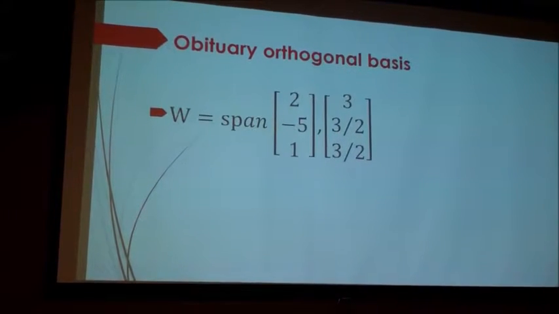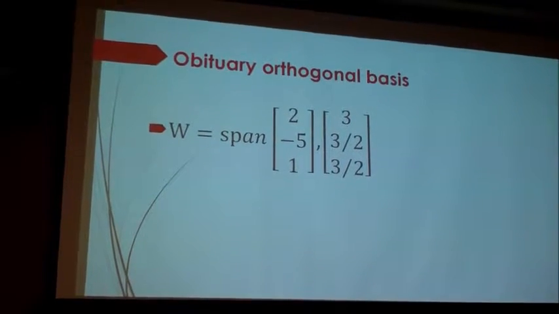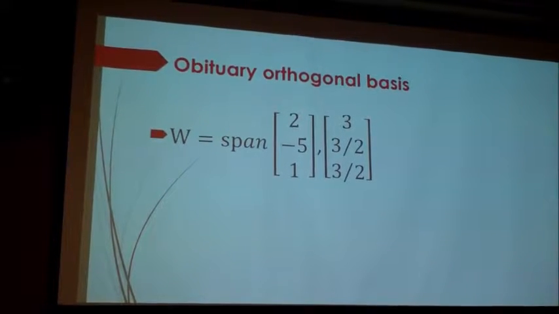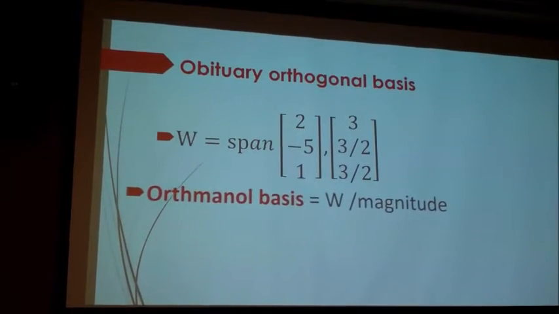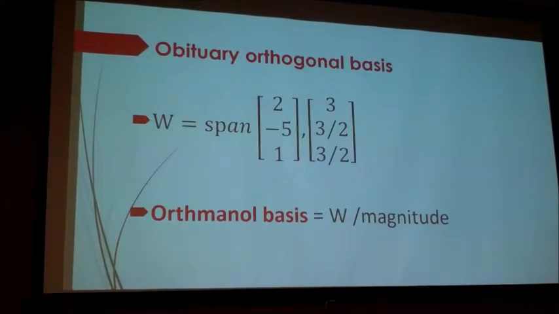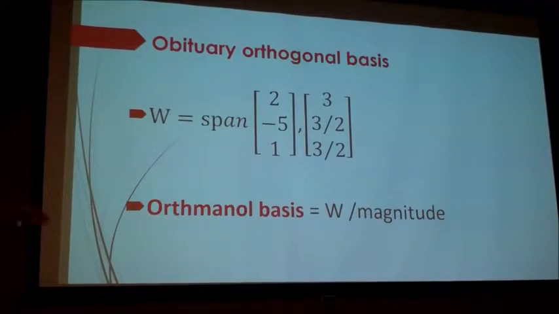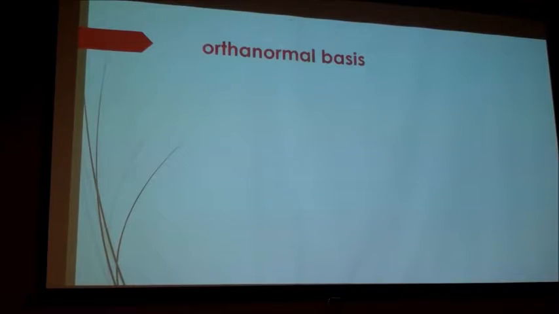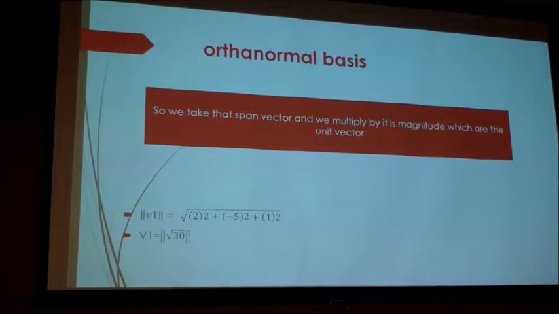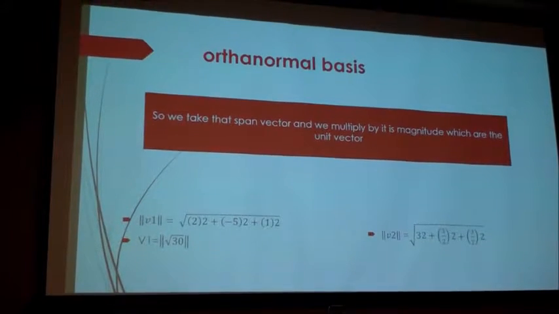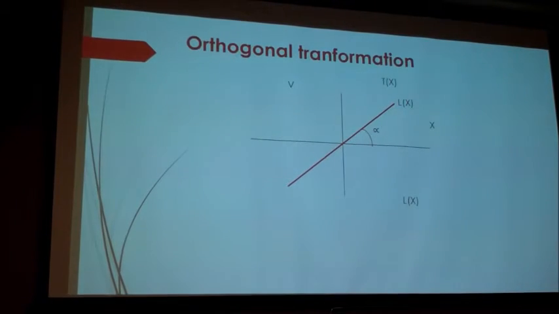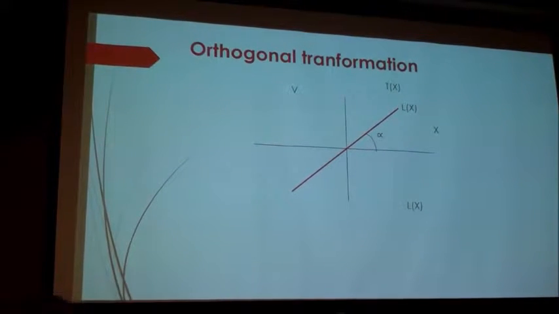And they could ask us to find the arbitrary orthogonal basis, and that's the span for the two bases. And then the orthogonal basis is the arbitrary basis divided by the magnitude, and the magnitude is the square root of the sum of squares. All of us know how to do the magnitude. I mean, that's easy.